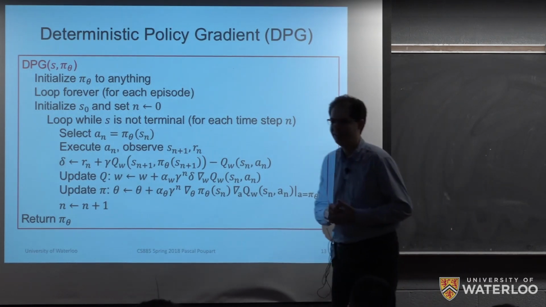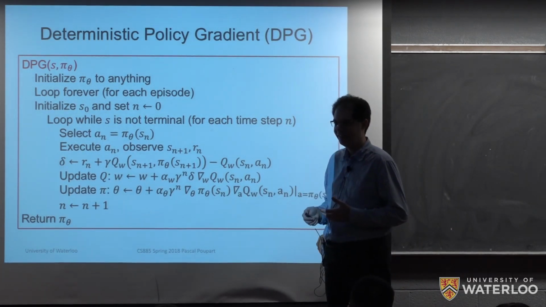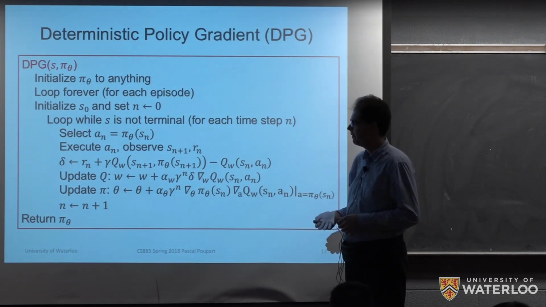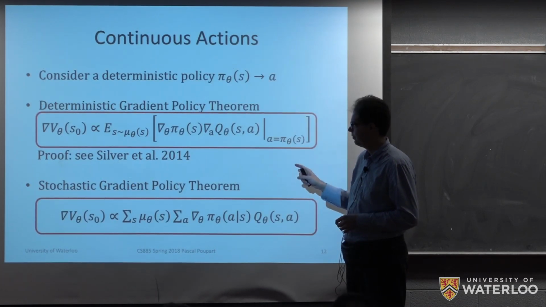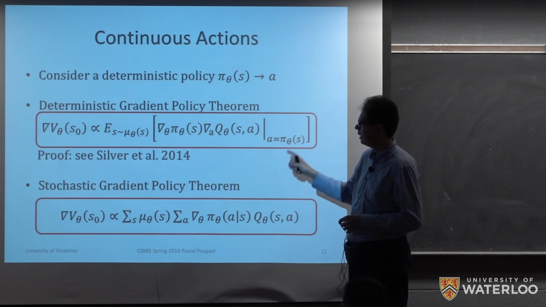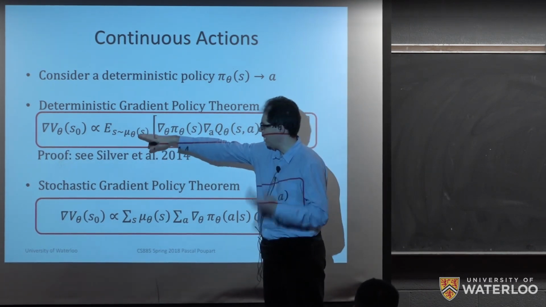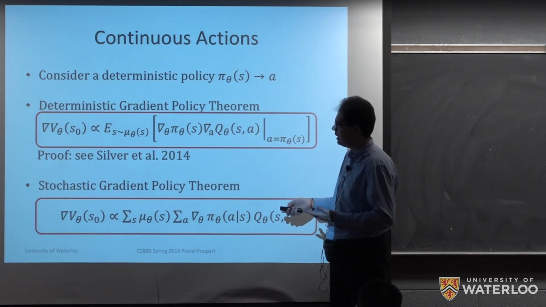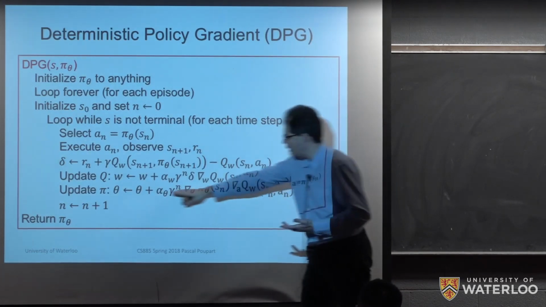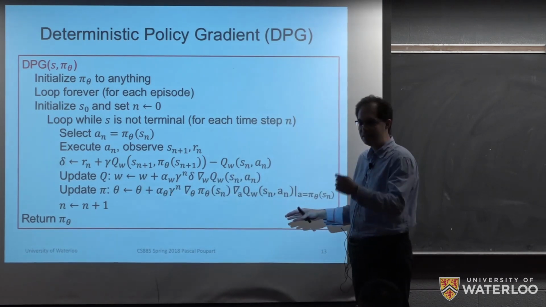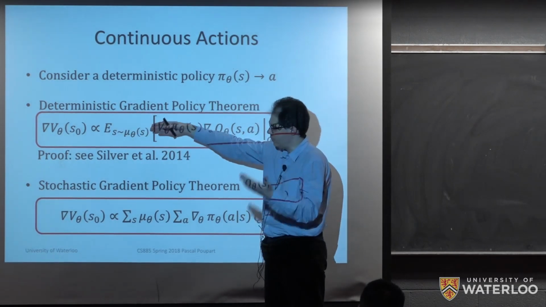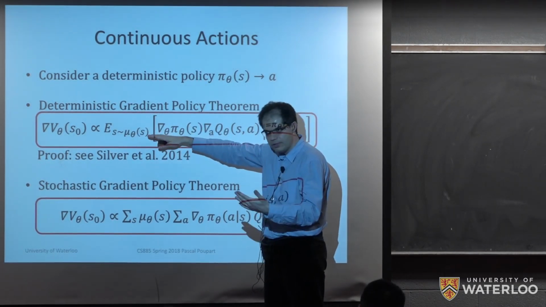Yes? I just want to compare this algorithm to the deterministic gradient policy theorem. Before, you have some expectation over all the space, right? But here you don't have the expectation. I'm wondering why. Ah, yes, good point. So here we have an expectation in the theorem, and then when we do the update, the expectation is gone. The idea is that this is an estimate of the full gradient, right?